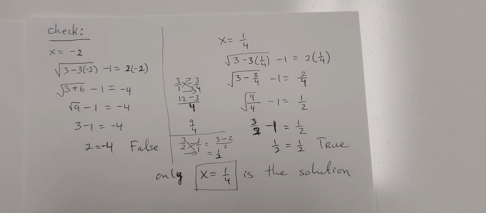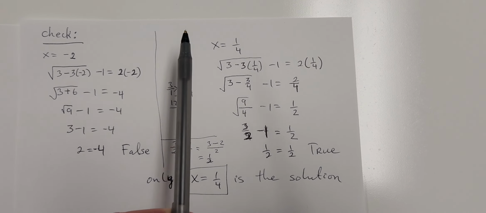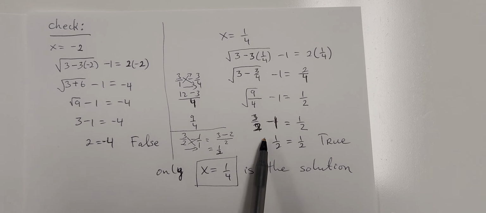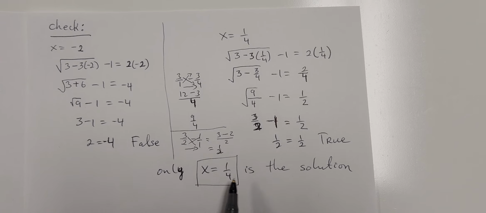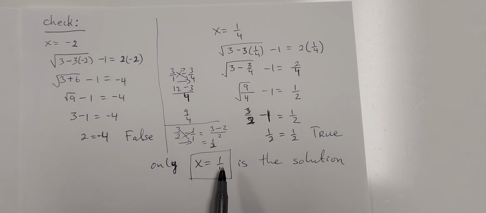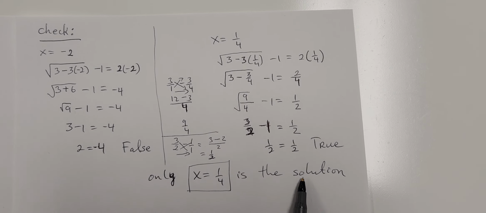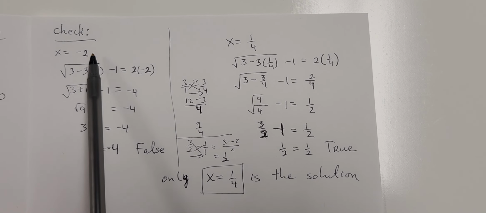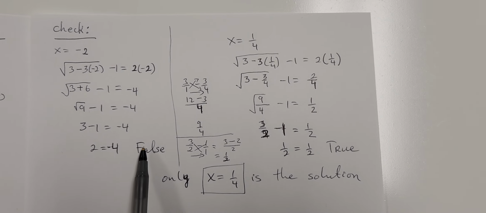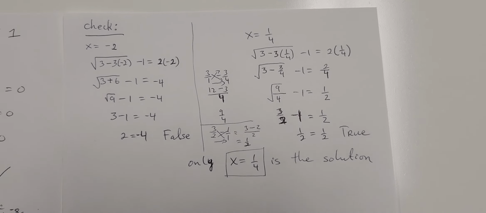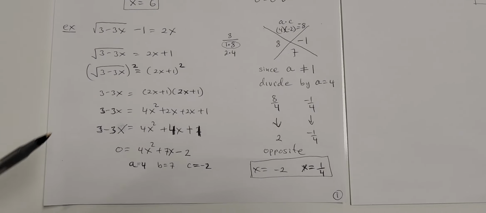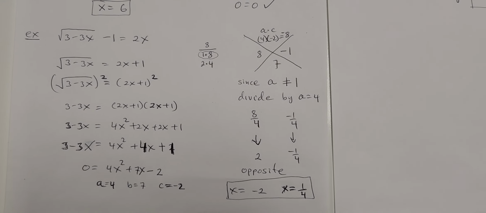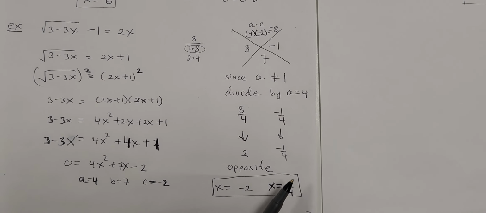So out of two answers, -2 and 1/4, the only one that is a true solution is 1/4. And that's what I wrote here: only x equals 1 over 4 is the solution. Why? Because when I checked, 1/4 came out to be true. When I checked -2, it came out to be false. So be very careful. Again, this is our problem. We have two answers, but the only one that works is the 1/4.